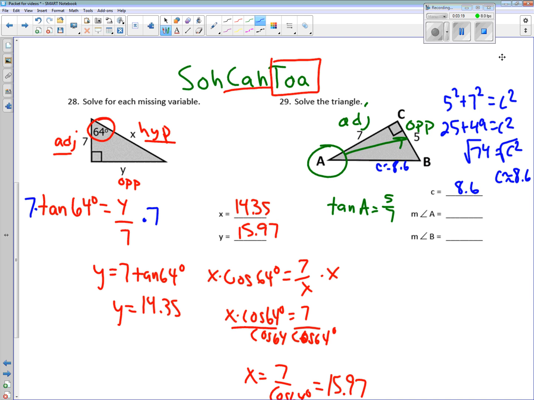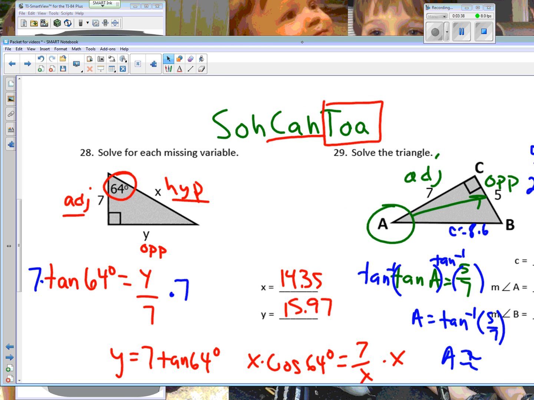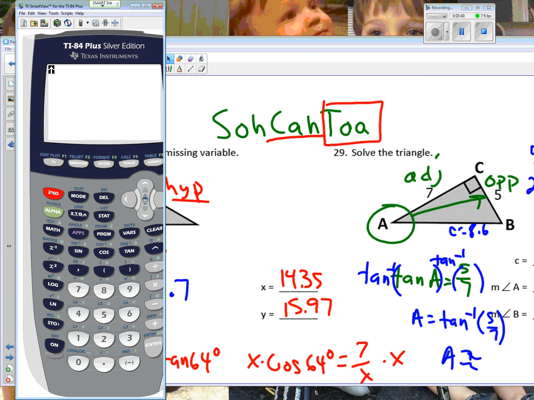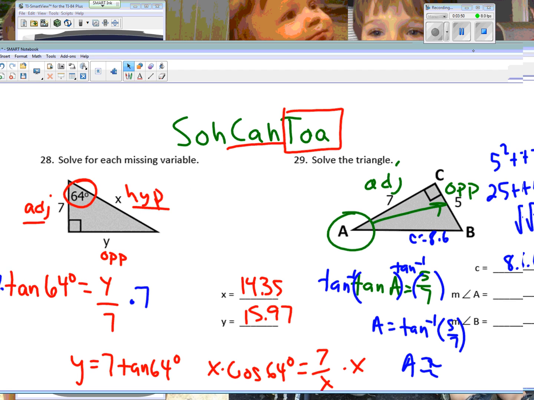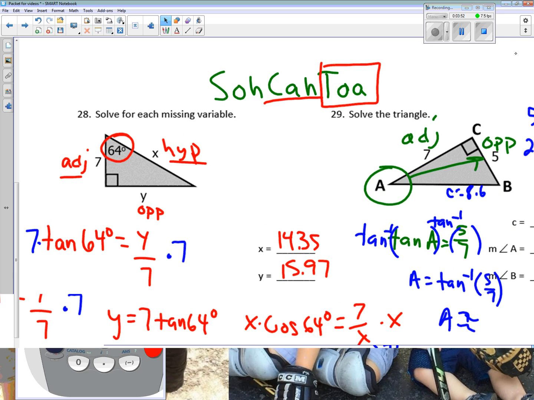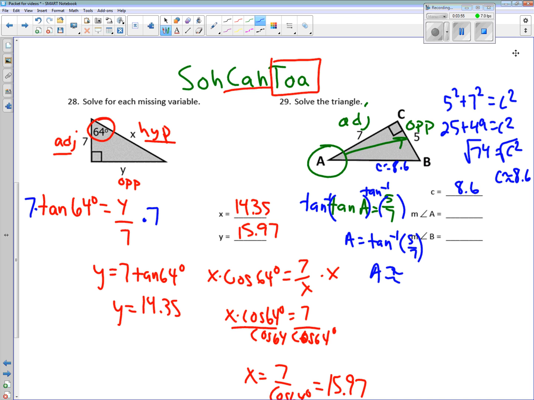Now if I want tangent to go away, to find that missing angle, I'm going to use inverse. So A is going to be tangent inverse of 5 over 7. I go back to my trusty calculator here and go tangent inverse. Remember, the tangent inverse will get you an angle. So that's going to get me about 35.5 for angle A.